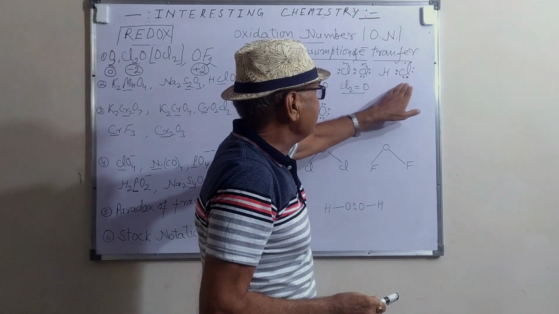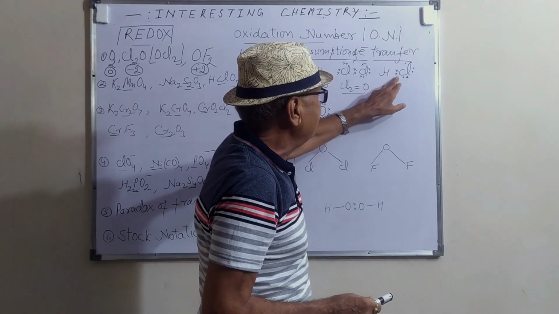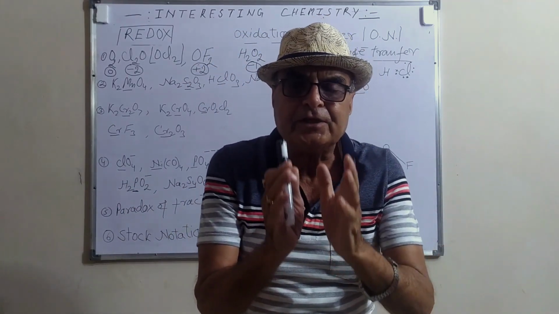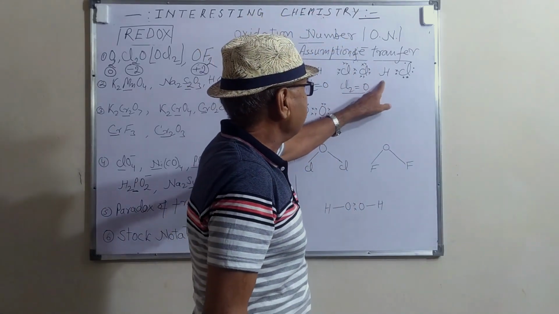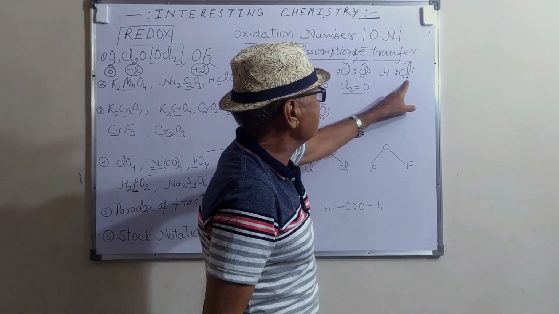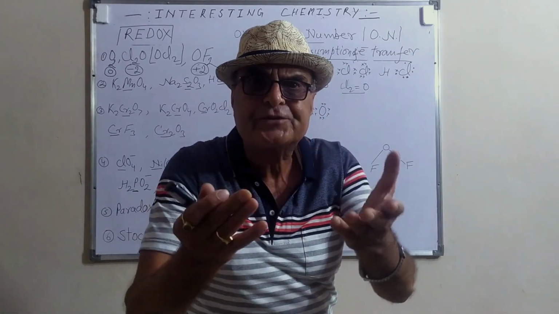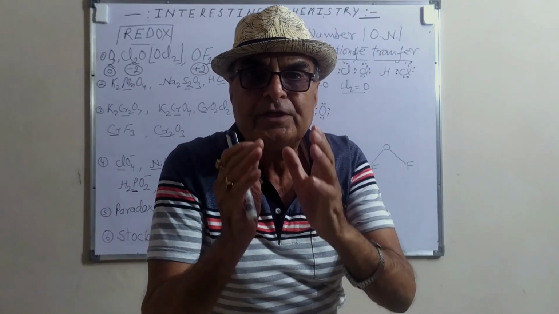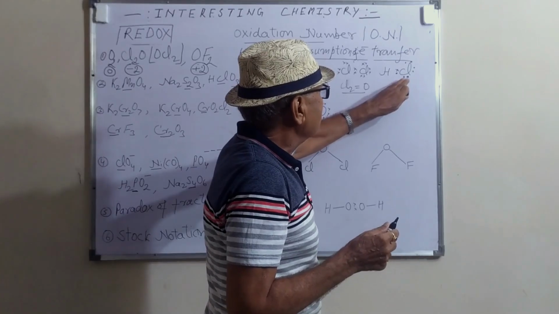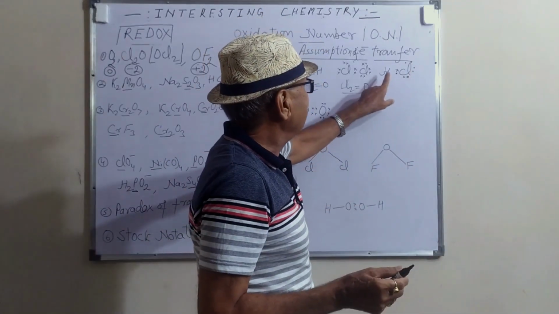HCl, here H and Cl. This is the bonded electron pair. I have drawn this bonded pair of electrons towards chlorine. Now compare the electronegativity of hydrogen and chlorine. The electronegativity of chlorine is more than hydrogen. So this bonded pair of electrons shifts towards the chlorine, and the distribution of electron density will be more on the chlorine. So the electron density on the chlorine atom is higher than on the hydrogen.